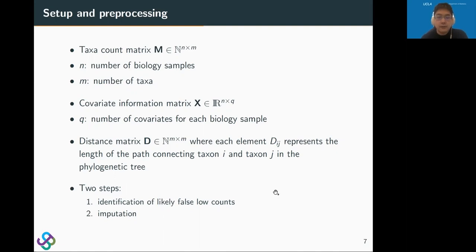So our mbImpute will proceed in two steps. The first step is to identify likely false low counts or zeros. That is basically to identify those sampling zeros. And the second step is imputation.